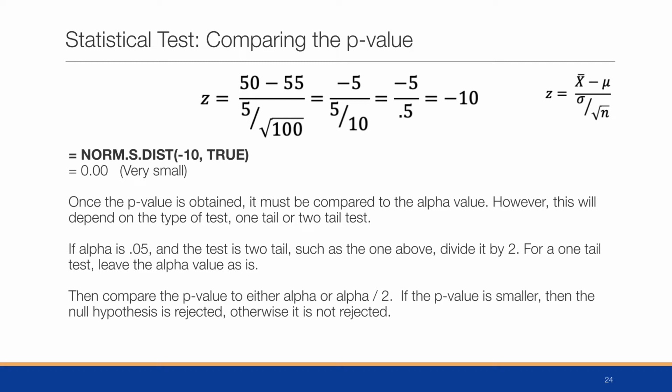Once we do that, we compare that p-value to either alpha or alpha over 2. If the p-value is smaller, then the null hypothesis is rejected. Otherwise, it is not rejected.